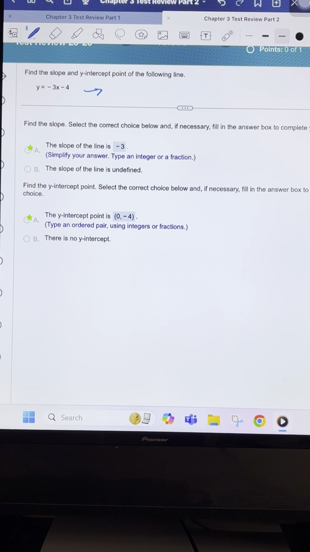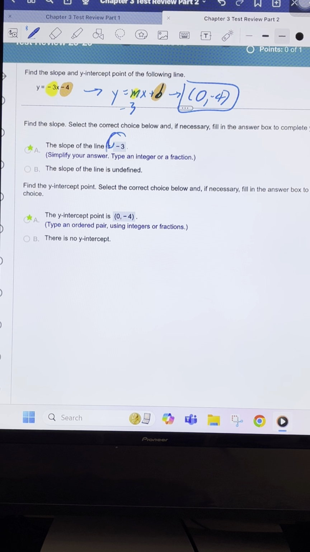So find the slope and the y-intercept point of the following line. Luckily, this is written really easily for us because this is already in the format of y equals mx plus b, where m is my slope. So my slope is negative 3, and my b is negative 4. Because of this negative, make sure you put negative 4, not just 4.